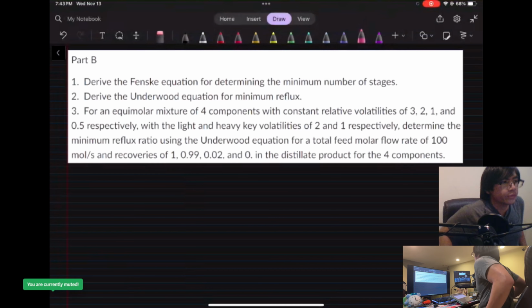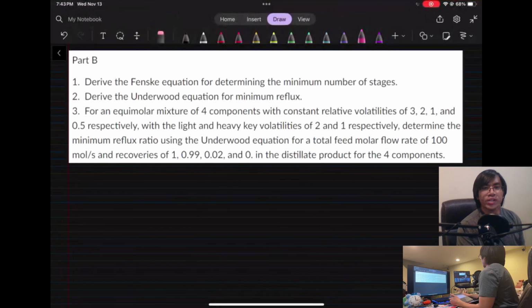Okay, so today's video, we're going to be doing the Fenske and Underwood equations. I think I mentioned this at the end of the Ponchon-Savarit, but yeah, we'll be deriving those equations. So Fenske, seen in our problem statement here, we have the minimum number of stages, and then for the Underwood equation, the minimum reflux. So we'll go ahead with those derivations based on our mass balance and then a component mole balance.